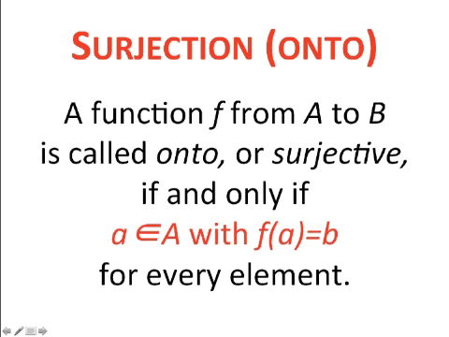So now we're going to start on surjections. A function f from set A to B, which is also known as an onto function, is if and only if for every element b in big set B, there's an element little a in big A with f of a equals b. A function f is called surjective if it is onto.